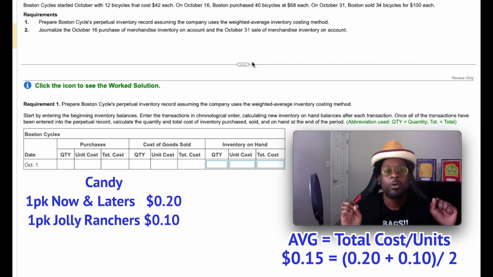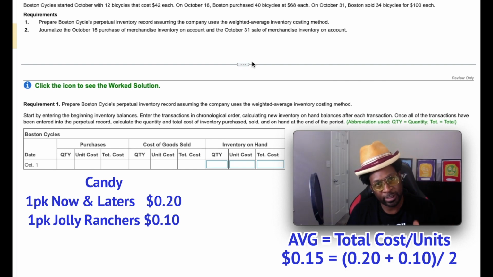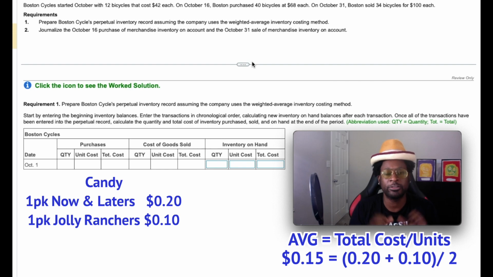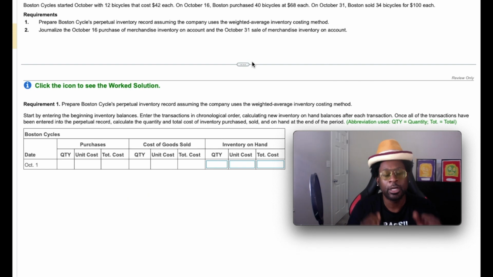But how did we come up with the 15 cents average cost? Easy, gang. We added up the total cost of the candy that we purchased, and we divided it by the number of units of candy. Remember, we bought one candy for 20 cents, we bought another candy for 10, and that's 2 units divided into the total cost of the 30. That's how we got the 15, right? Easy breezy. We're going to carry that same energy with this problem. The same formula will apply after every purchase.